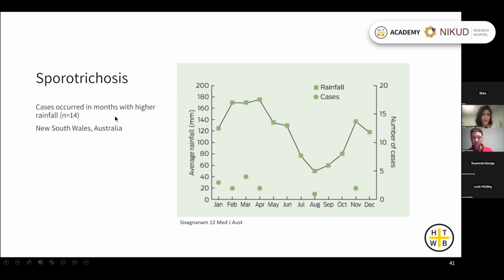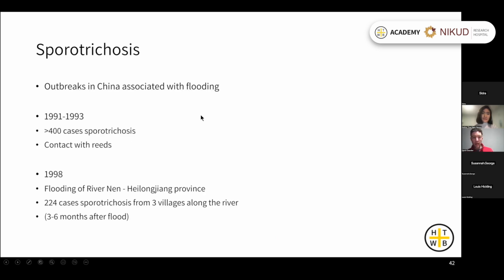Sporotrichosis, we know that there is some evidence that cases occur more often in months with higher rainfall. There's some data, a small number of patients from Australia showing that. And there have been outbreaks associated with flooding in China. So more than 400 cases in the early 90s. And then with flooding of the River Nen in 1998, there were, again, over 200 cases, which all presented around 3 to 6 months after the flooding along that river.